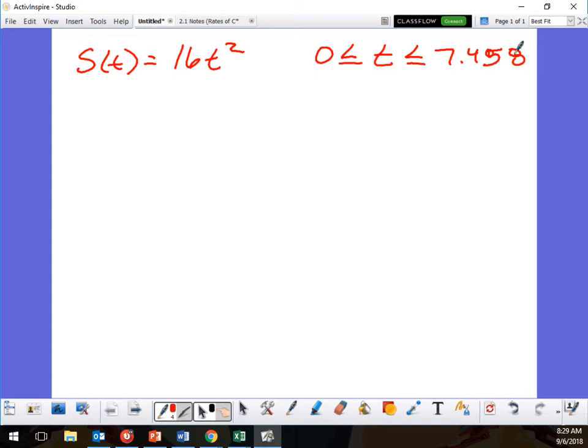Or, better, what's my t value of my starting point? 0. What is my t value at my ending point? 7. Very good. So, let's do the slope formula for this. It's basically finding the slope in between those two endpoints, right? So this is a secant line here.